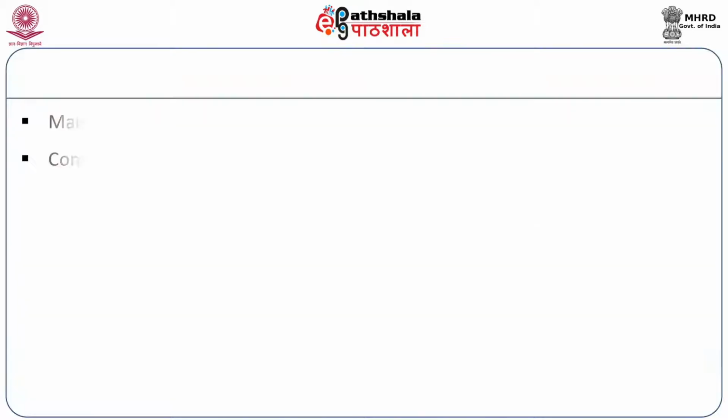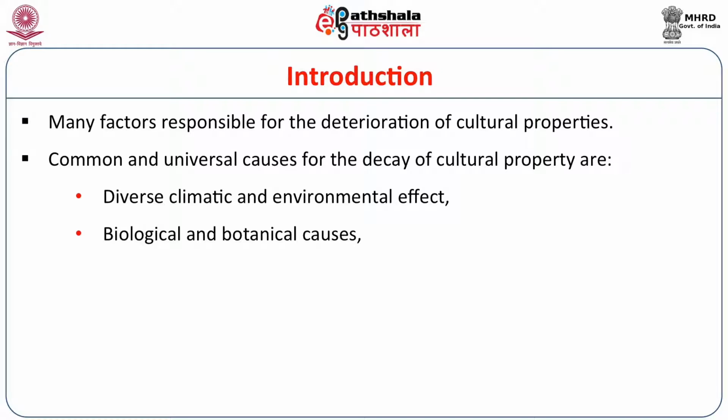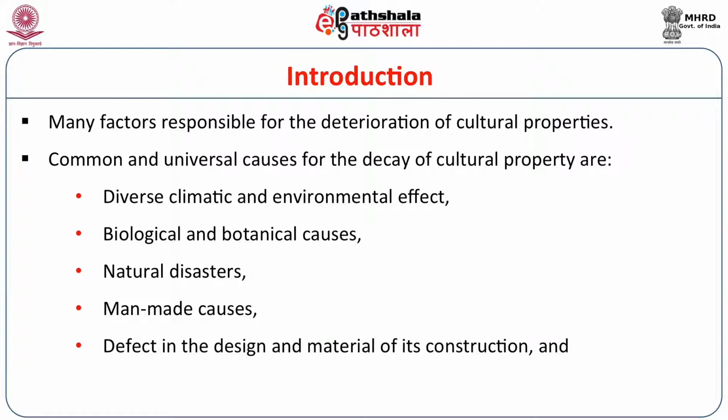First of all, it has to be understood that there are different causes of deterioration. The causes may happen for different factors. Mainly the diverse climatic and environmental effects are one of the major causes for the deterioration of the monument. Biological and botanical causes are also one of the factors responsible for the deterioration of the monuments. Natural disasters like earthquake and tsunami are also causes. Then there are man-made causes, and defects in the design and the material used for the construction of the ancient monument, and other factors. These are all the main causes for the deterioration of the ancient monuments.